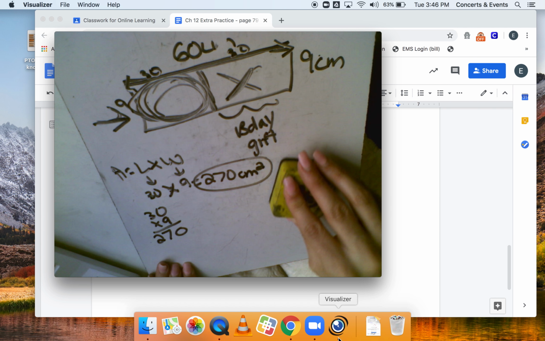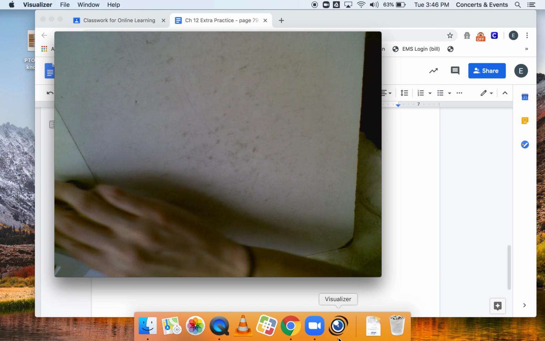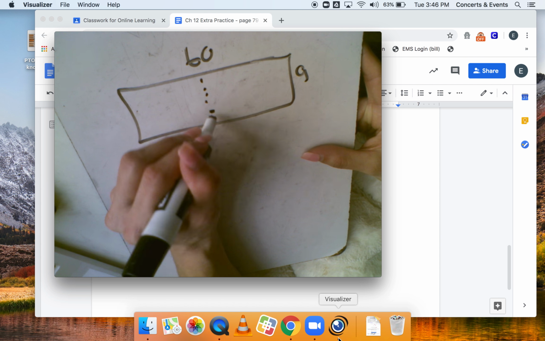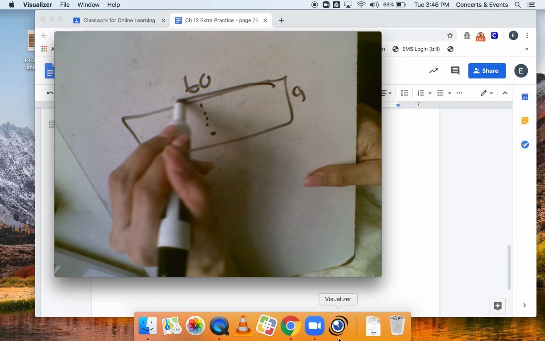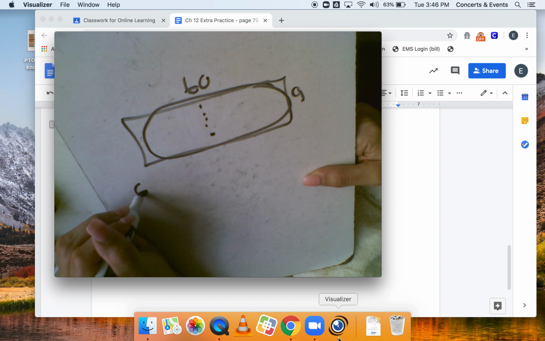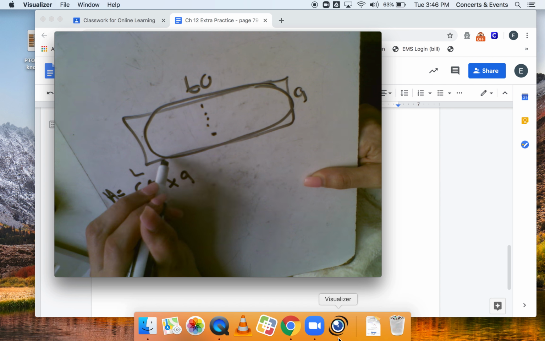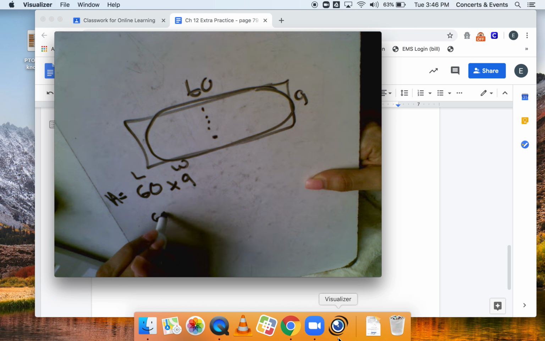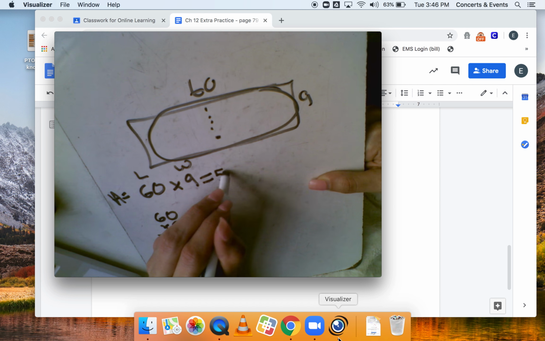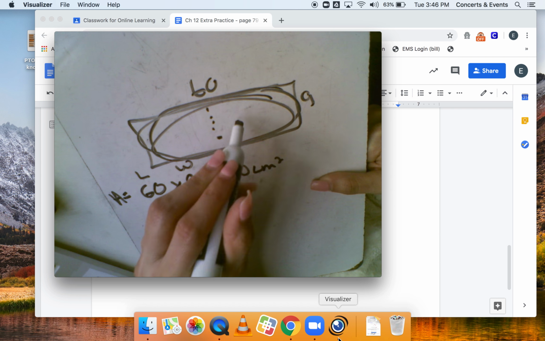Or I could actually do this another way. Let me just redraw this so we can see another way. I could think of this again as 60 by 9, and I know she uses half of it. Sometimes kids are like, well, you know what? I'm just going to find the area of the whole thing and then just get rid of half of it. So if I do 60 times 9, because the length is 60 and the width is 9, 9 times 6 is 54, and I get 540 centimeters. I know the whole thing's 540, but I only want half of it.